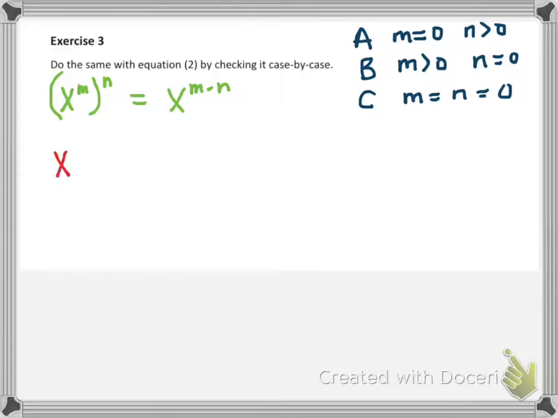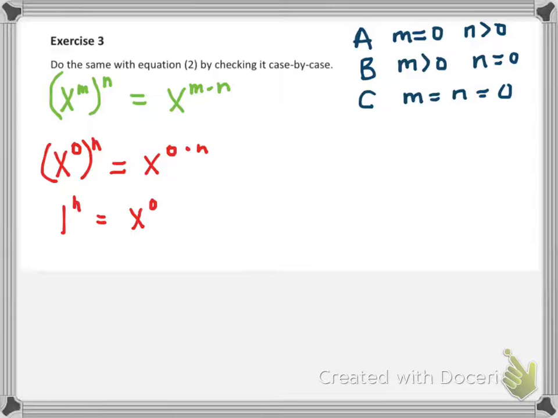All right, so x to the m, where m is equal to 0 in this case, so x to the 0 raised to the n power is equal to x to the 0 times n. We know that we're saying anything raised to the 0 power is going to be equal to 1. So this is 1 to the nth power. And over here on the right side, we have x to the 0 times n. Well, anything times 0 is 0, so that is x to the 0 power.